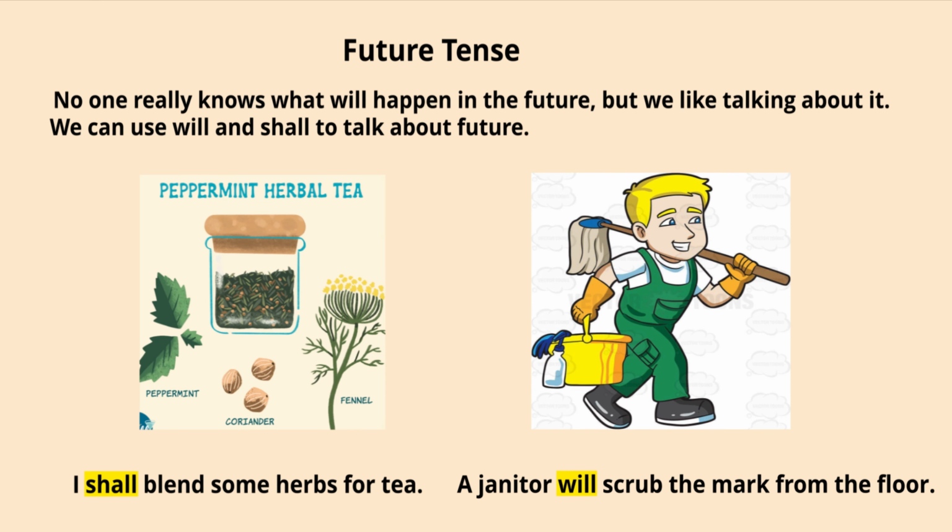The next one is future tense. No one really knows what will happen in the future, but we like talking about it. We can use will and shall to talk about the future.